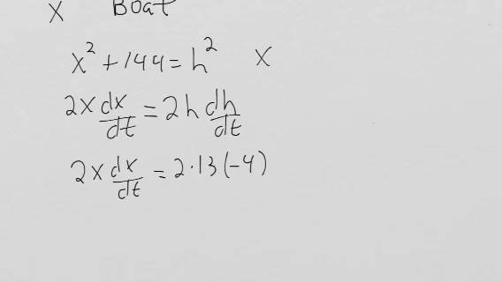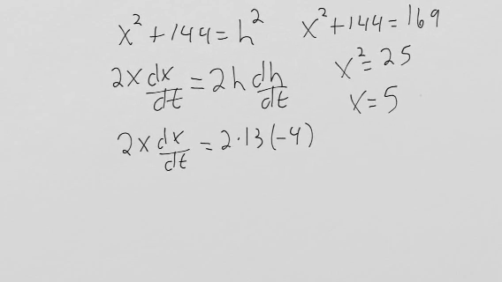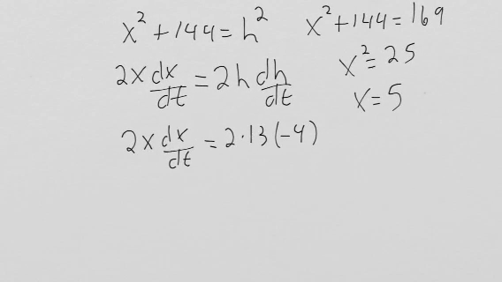We say x squared plus 144 equals 13 squared, which is 169. So then x squared is going to be equal to 25, and x at this point is 5. This is how far away the boat is from the dock when there's 13 feet of the rope left. So we plug in 5 for x. We get 2 times 5 times dx/dt. And then what's that equal to? 2 times 13 is 26. 26 times negative 4 is negative 104. So we have negative 104.